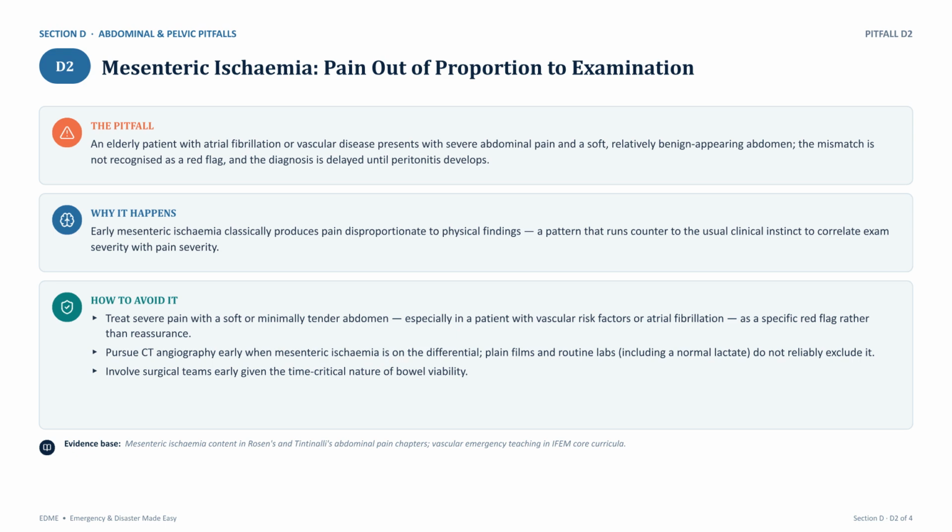Pitfall D2 is mesenteric ischemia presenting as pain out of proportion to exam.